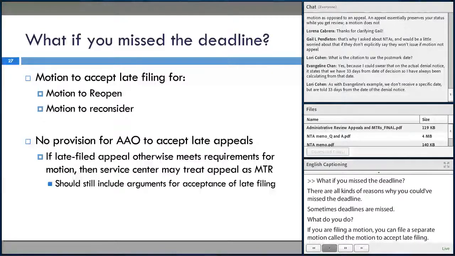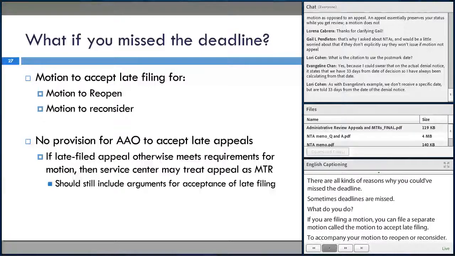The problem with appeals is that there is no regulatory provision for the AAO to accept late appeals. And so generally the position of the AAO is that they don't accept late appeals.